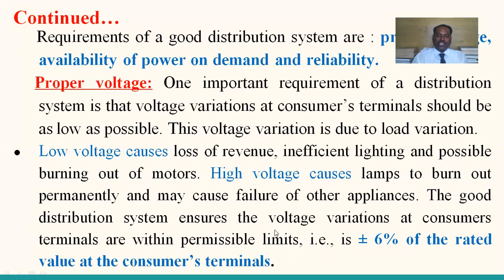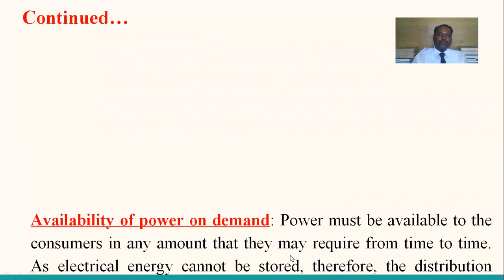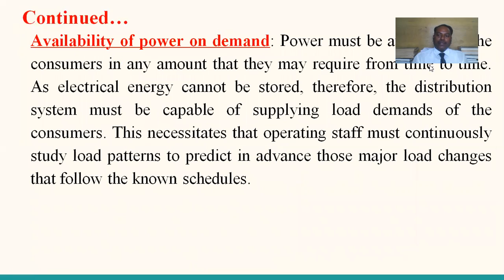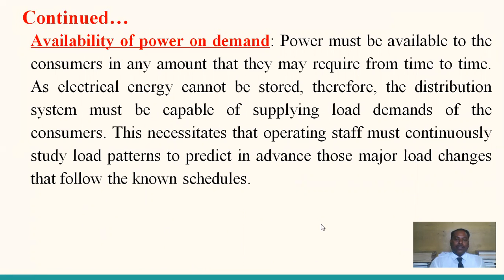That is, proper voltage is one thing. The second one is availability of power on demand. You see here, availability of power on demand. One important thing we can observe here: electrical energy cannot be stored. Suppose high power is available, you cannot store it and utilize it when there is no power. The facility is not there. When the consumer requires electrical power, at that time power availability is required. So at that time the electric utility has to supply the power to the consumers according to their demands, according to their required times.